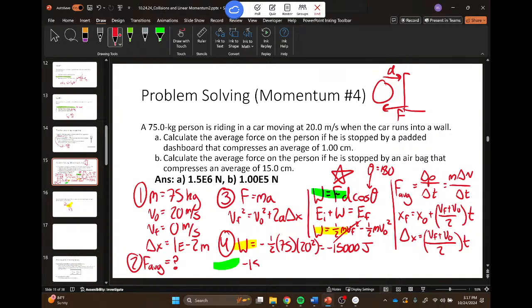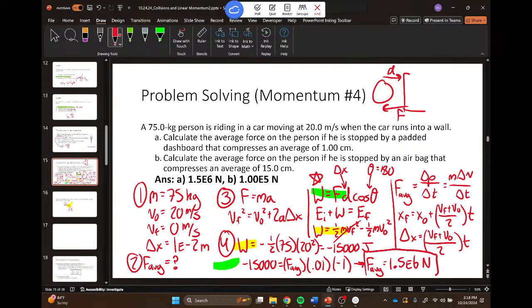So negative 15,000 joules equals the average force times my delta x. This distance here is delta x. I'll put that there. 0.01 times negative 1. I put the angle there as cosine of 180, so that's already labeled. You do some math. Divide, the negatives cancel. That's good for us. And look, we got the right answer. Woohoo. 1.5 e to the 6 newtons.